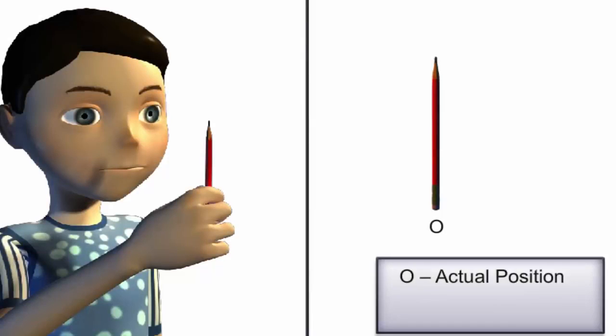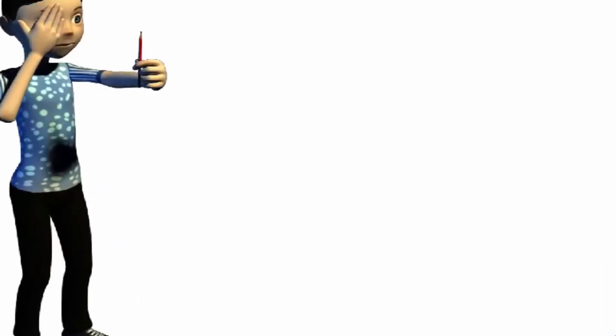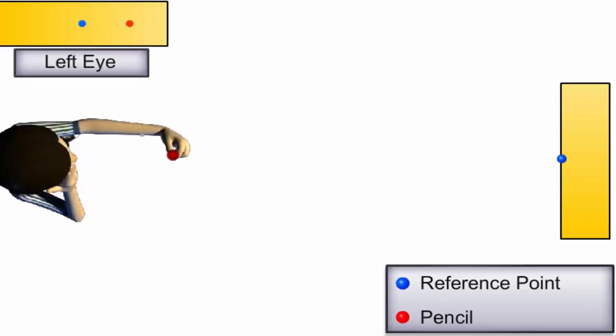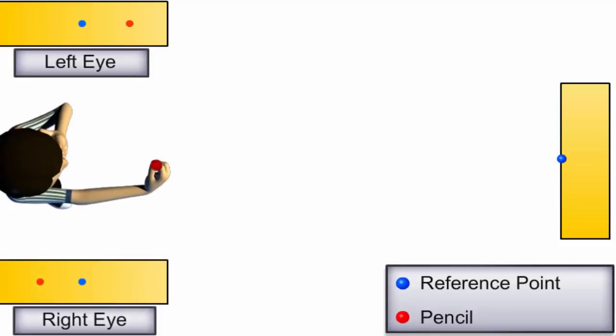What happens if you look at an object with one eye closed? Its position seems to be moved a little from the original position. If you look at a pencil held in front of your eyes against a fixed reference point on a plain wall, with your left eye, closing your right eye, and then with your right eye, closing your left eye, you observe that the position of the pencil seems to change with respect to the fixed reference point on the wall.